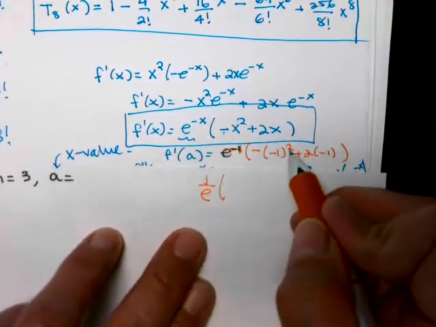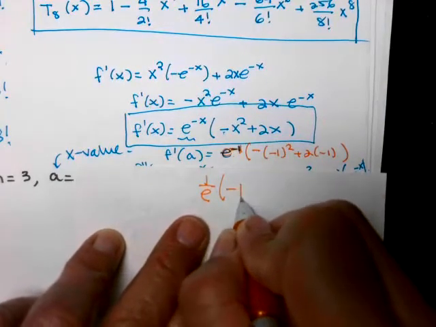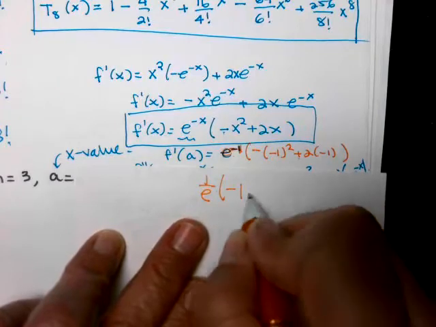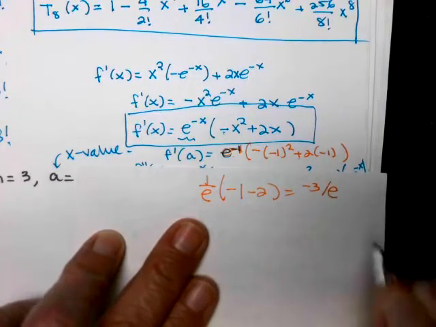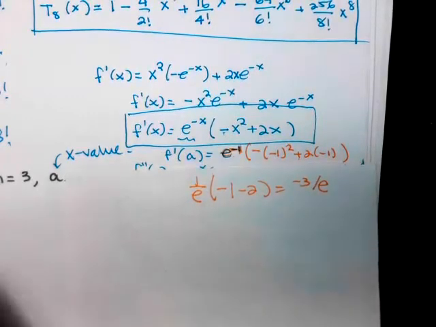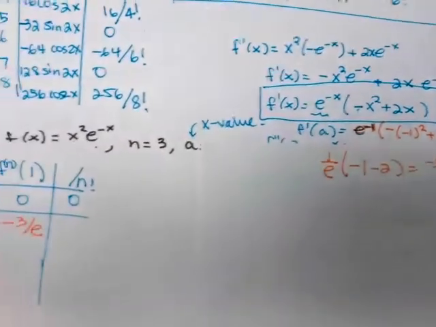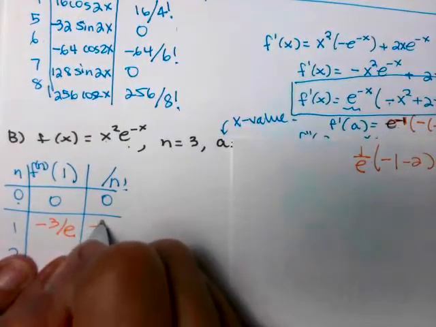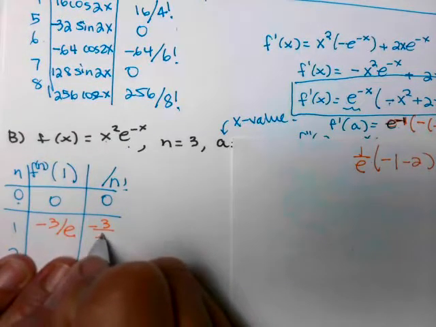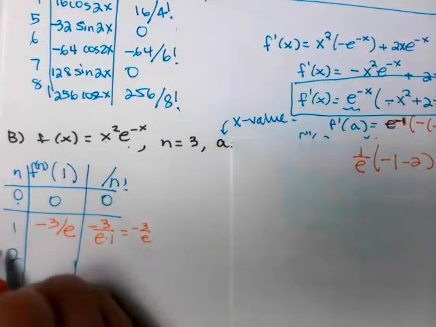And then I have negative 1 quantity squared is positive 1, but then I have that negative sign, so that'll be a negative 1, and then minus 2. So that'll be negative 3 over e for that next coefficient. So negative 3 over e, and then over n factorial. So negative 3 over e times 1. So it's still just negative 3 over e. Okay, good.